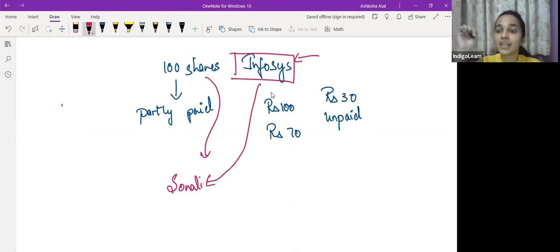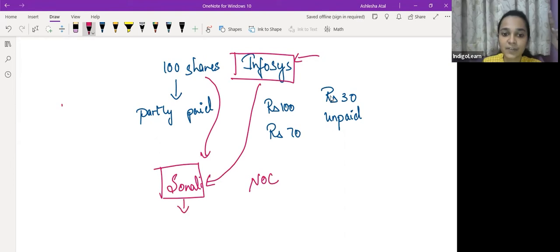So इसीलिए whenever there is a transfer of partly paid shares, the company will then issue a notice to the transferee stating that ऐसा हमने transfer document receive किया है and you please give us a no objection that you have no objection with this transfer. आप हमको एक NOC दो कि ये transfer से आपको कोई objection नहीं है. And ये NOC देने के लिए the transferee has got 2 weeks.